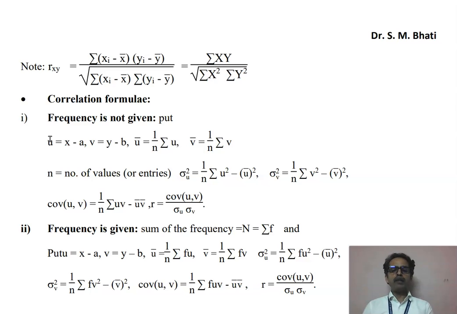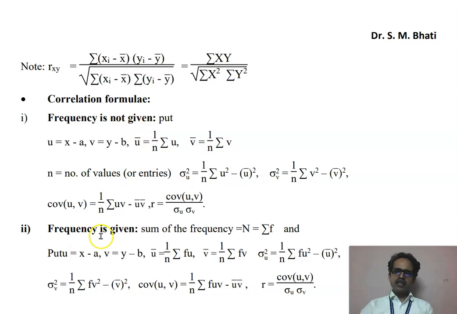Now we can write the formula of the coefficient of correlation in terms of u and v also. So we can use the formula if it is required. r is equal to COV of u comma v upon sigma u into sigma v. So these formulas are for when the frequency is not given.